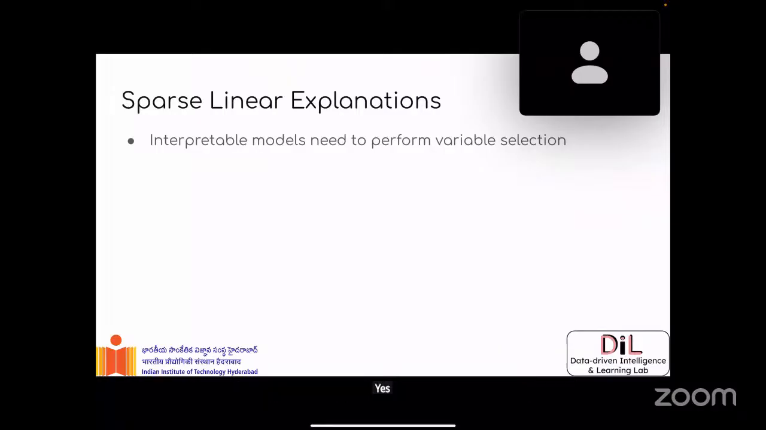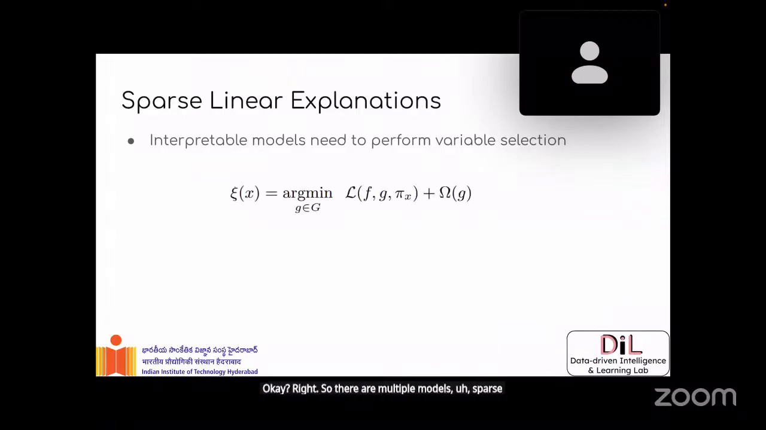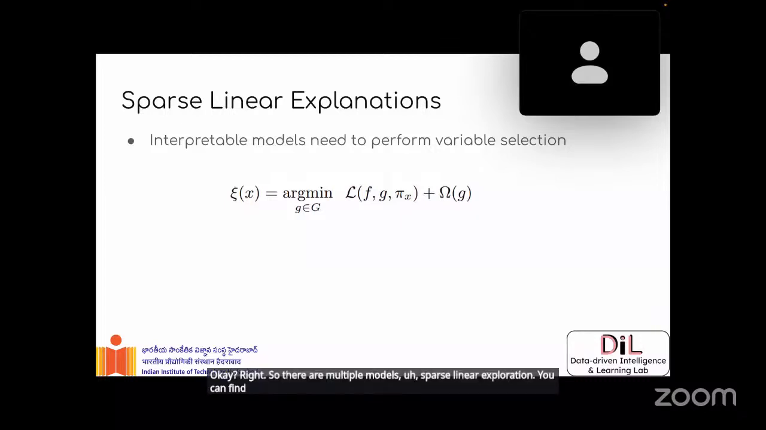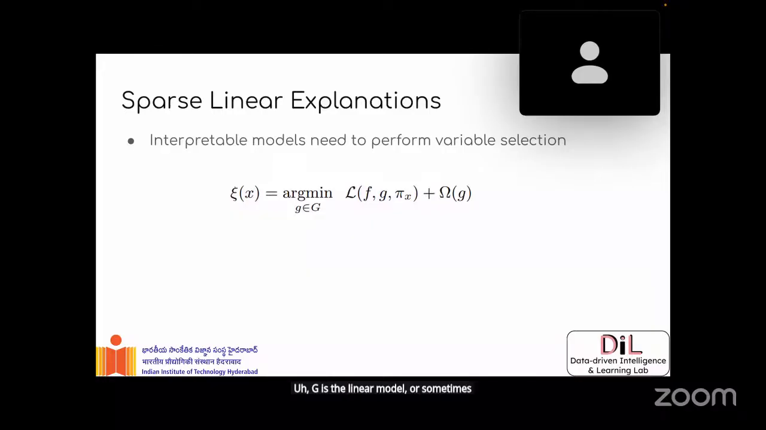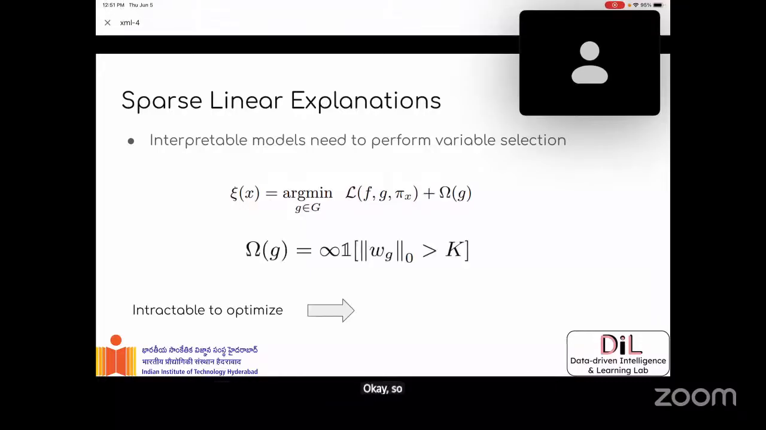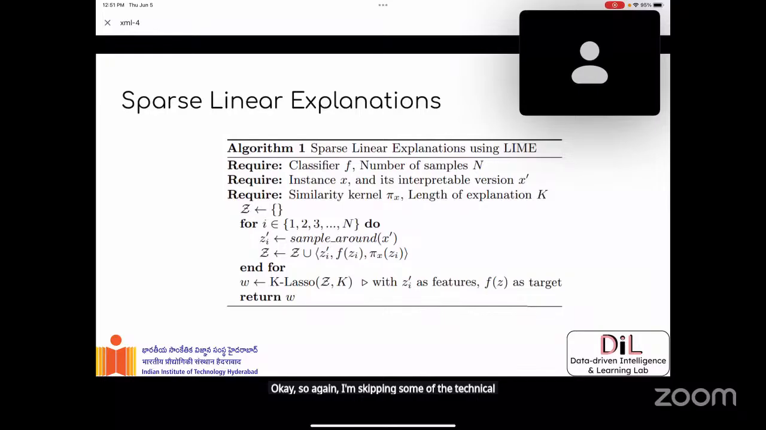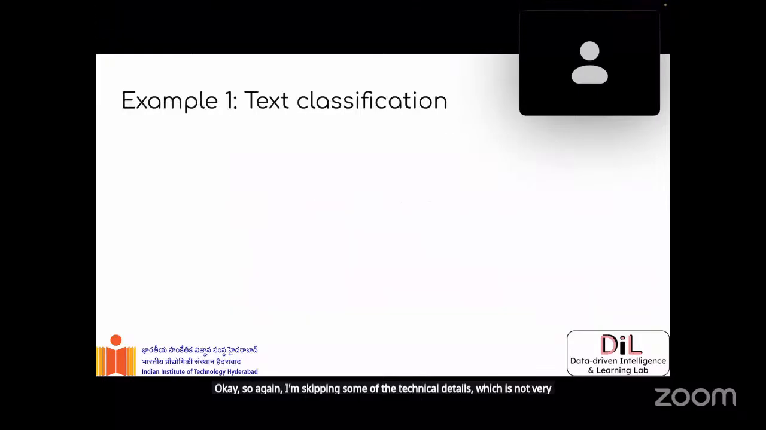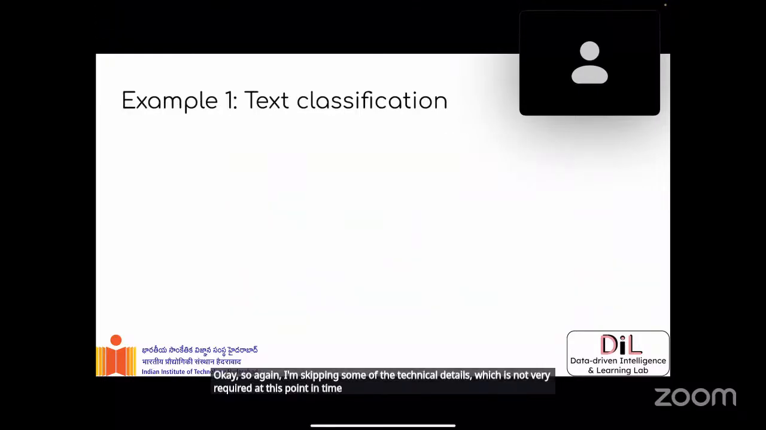Right. So there are multiple models. For sparse linear explanation, you can find a linear model. G is the linear model, or sometimes you can also train a decision tree. That way also you can provide explanation for f. Again, I'm skipping some of the technical details, which are not very required at this point in time. I hope the intuition is very clear.